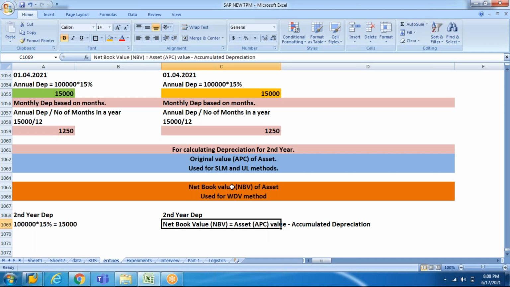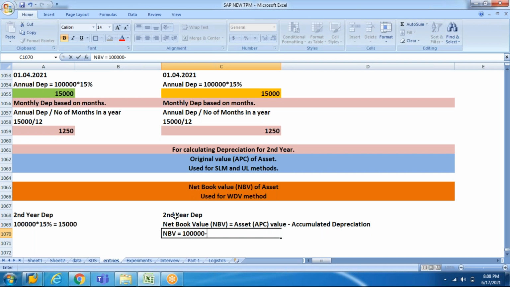Okay. So here to calculate net book value, asset value. First, NBV is equal to what is the asset value? 1 lakh. And you are calculating depreciation for the second year, which means take the total of previous year depreciations. There is only one previous year, which is 15,000. So this will result in a net book value of how much? 85,000. Correct?